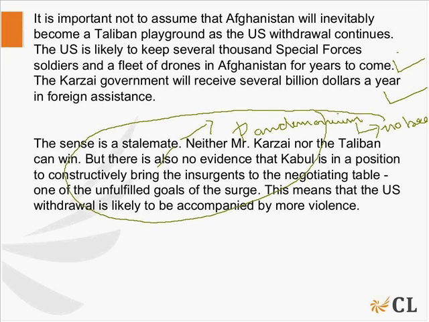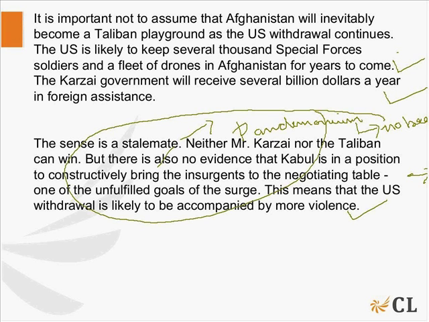So sense is a stalemate. Neither Mr. Karzai nor the Taliban can win. But there is no evidence that Kabul is in a position to constructively bring the insurgents to the negotiating table. One of the unfulfilled goals of the surge, this means that the US withdrawal is likely to be accompanied by more violence. Now the author is giving his own opinion over here, right? So this is the author's opinion. He was quoting facts, now he's coming up with his opinion.